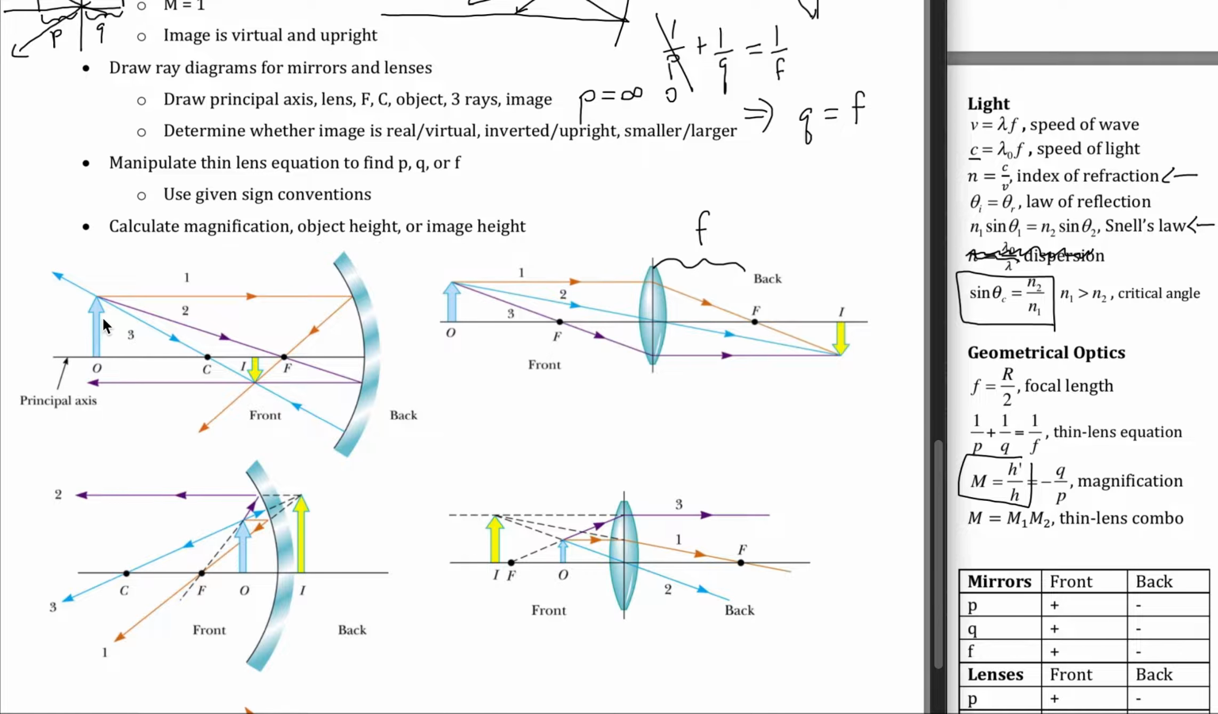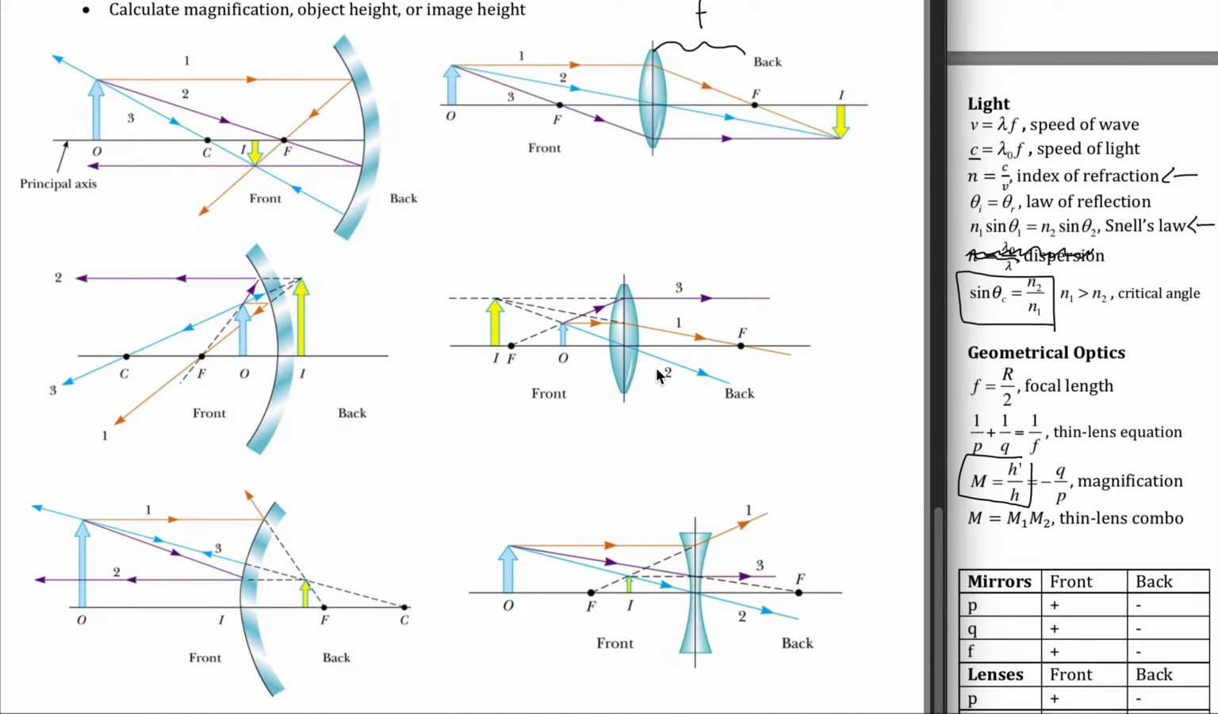These orange rays in all of these diagrams are all the same. They're all the rays that start off parallel and then they go through the focal point. You can see with this converging mirror here and with this converging lens, it's parallel, then it goes through the focal point on the other side. If you have over here another converging mirror, it's parallel and through the focal. Parallel and through the focal.